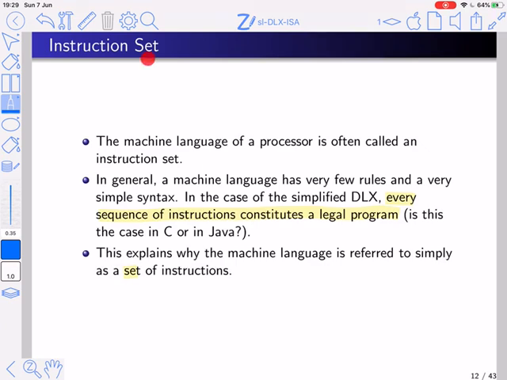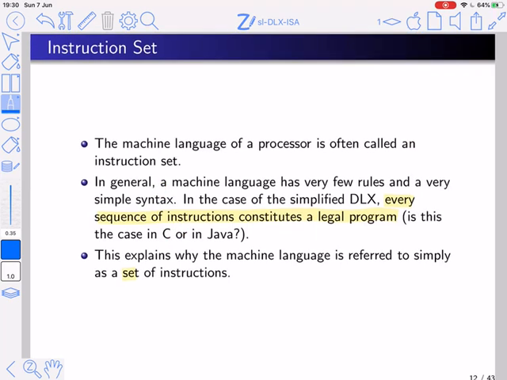What is the instruction set, or the instruction set architecture? It is the machine language of the processor. In general, a machine language has very few rules and very, very simple syntax. In the case of the specific ISA which I'm going to explain in this chapter, every sequence of instructions constitutes a legal program. Now, this would not be the case in high-level programs, where the syntax has lots of rules and it's very rich. Here, the syntax is very primitive. This explains why we call machine language a set of instructions, because any sequence of instructions is a valid program.